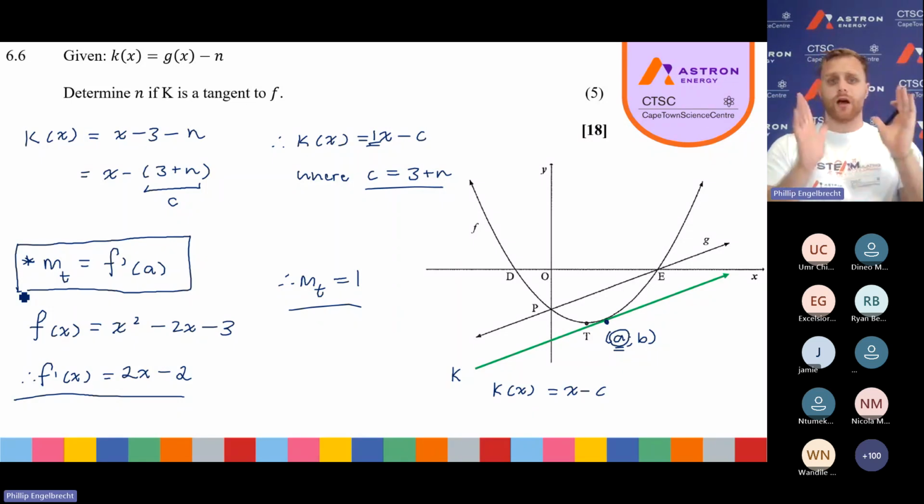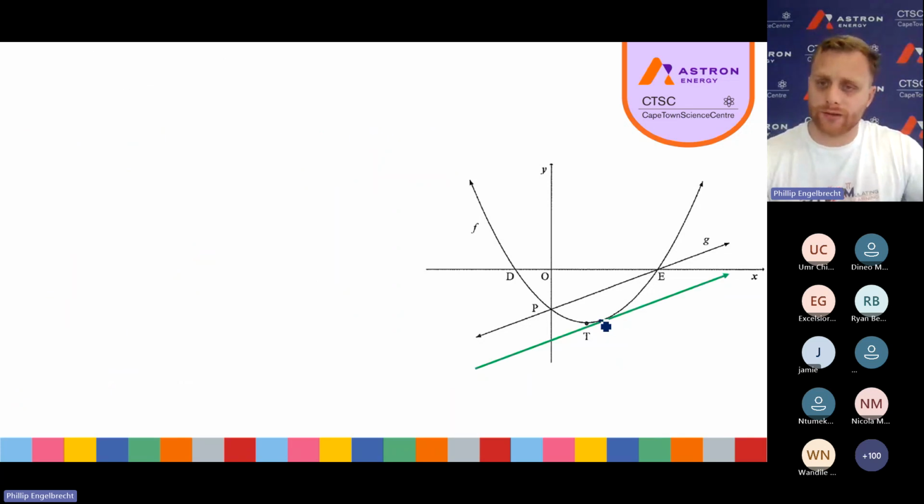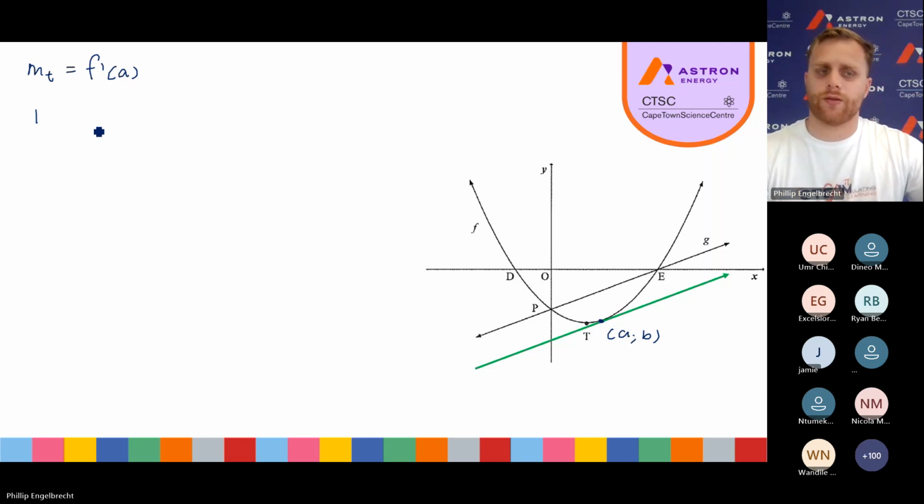Perfect. Okay, so now I know what the first derivative is. I also know what the gradient of my function is. So now I can find the x value over here. I'm going to take you to the next page. Remember, this is our tangent. These are the points A and B. And I know that the gradient of my tangent is equal to the first derivative when x is equal to a. The first derivative is 1, and the gradient of my tangent is 1.